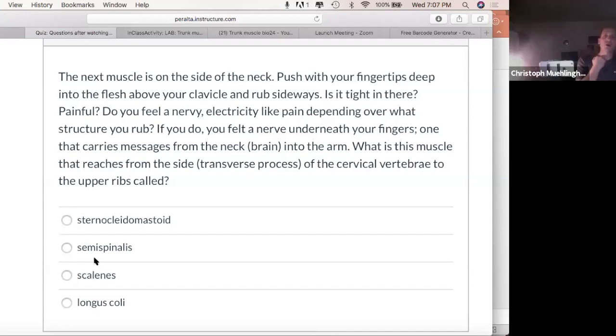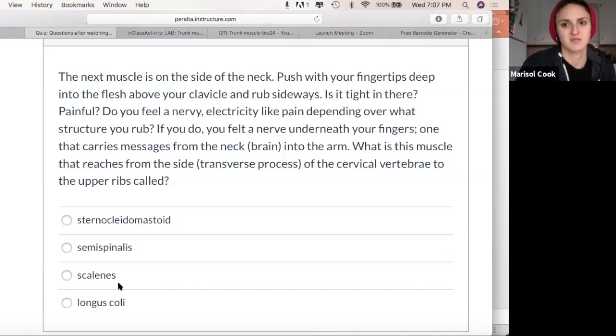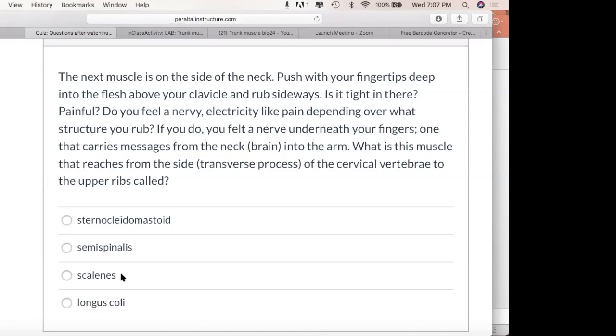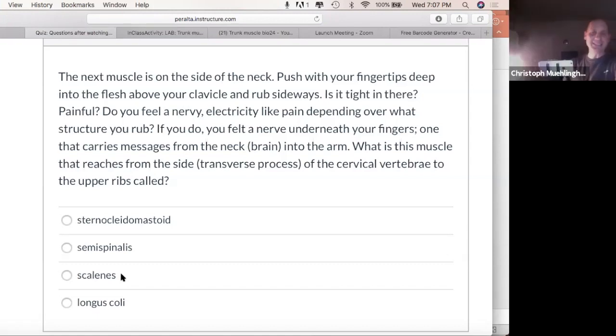What is the muscle called that reaches from the transverse process, the side of the neck, of the cervical vertebra, to the upper ribs? Anybody? Hello? That was a hard one, huh? Everybody's still here, I hope. It's the scalenes. Good. I'm challenging you guys.